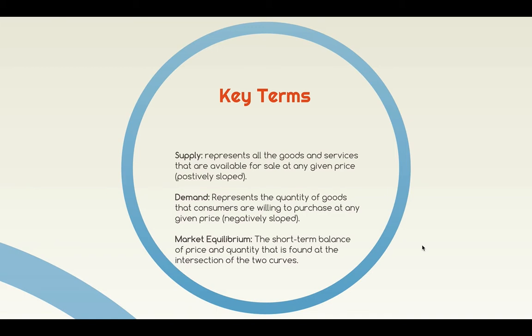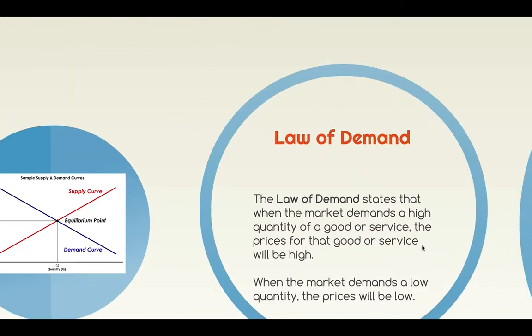So when we say supply, we're talking about all the goods and services that are available for sale at a given price. We're assuming that they're reasonably interchangeable. For soft drinks, all the brands are roughly about the same, so that we can make a market for drinks that are for sale. And demand represents the quantity of goods that consumers are willing to purchase at any price. Market equilibrium is the point in the middle.